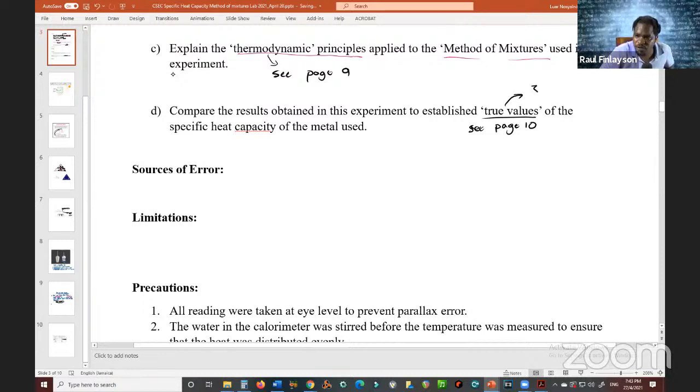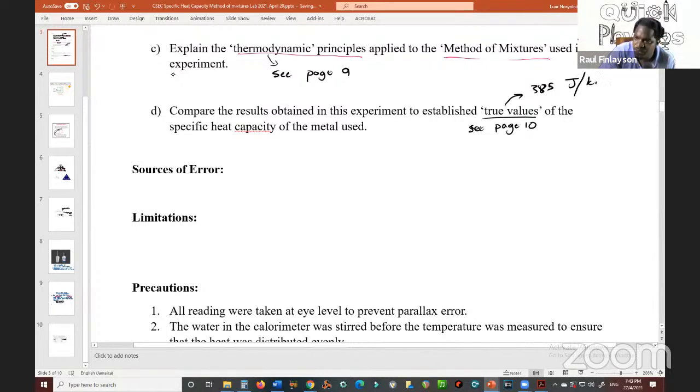The true value is actually 385 and we got 399. So a couple of degrees off, but working with it the same way, close enough. Joules per kilogram per degree Celsius.